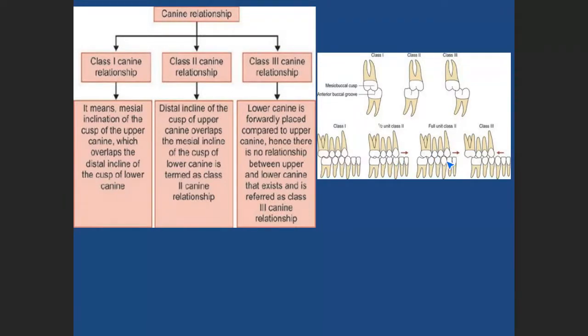In full unit, can you see here, the distal slope of the maxillary canine falls on the mesial slope of the mandibular canine. And in class 3, the mandible is prognathic, so it's ahead, and there is no relationship between the canines. Okay, so it's class 3.